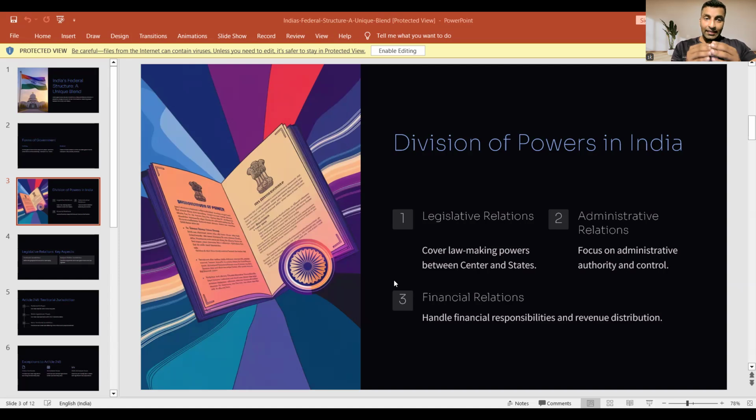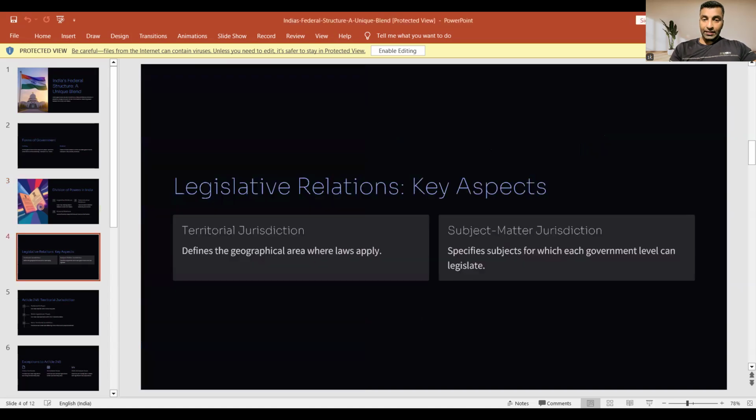Guys, the legislative relations between the center and the state are primarily found in Articles 245 to 255. These articles clarify who can make laws for which regions and on what subjects, which creates a framework to prevent conflicts. Now, let's move on to legislative relations and its key aspects.